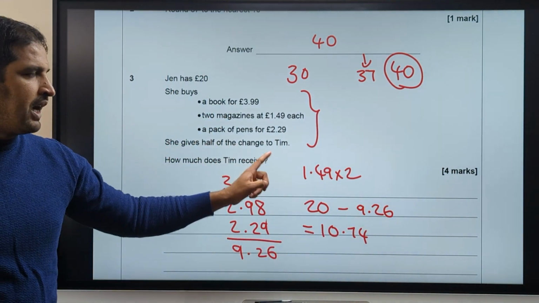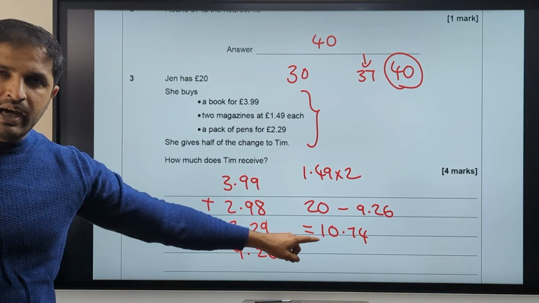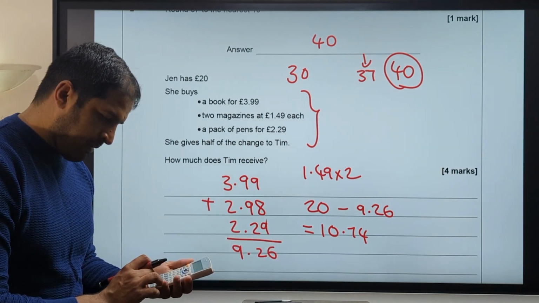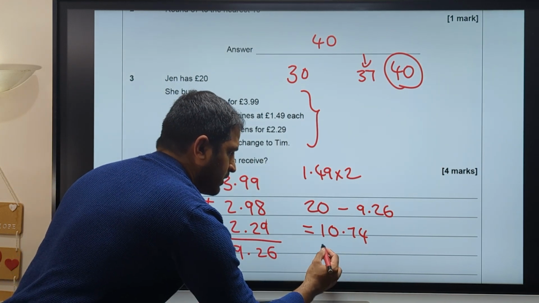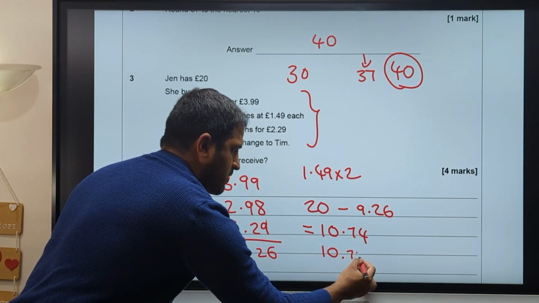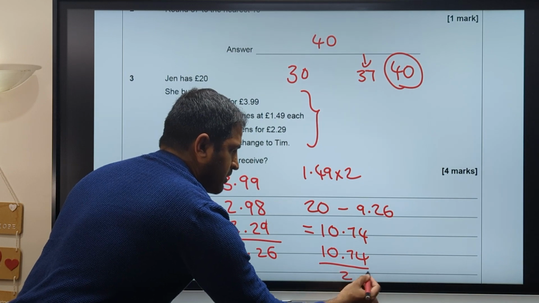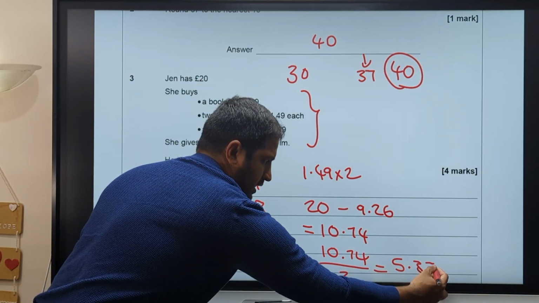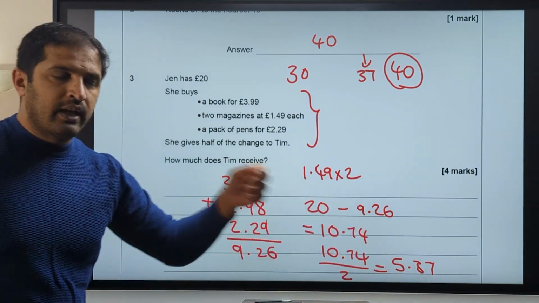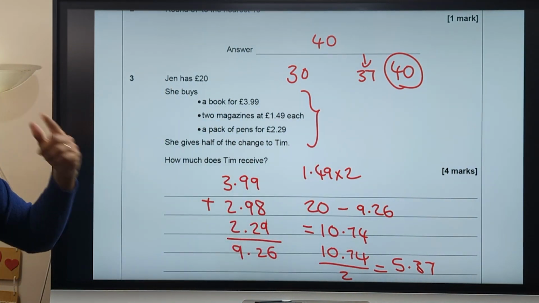Then answer the question. He gives a half of that to Tim. So we half that number, which is divided by 2. So we're doing 10.74 divided by 2, which is £5.37. So she gives £5.37 to Tim. And that's what you need to do.